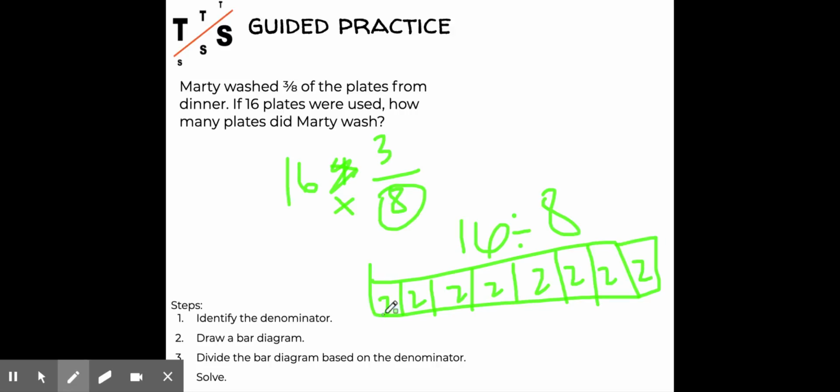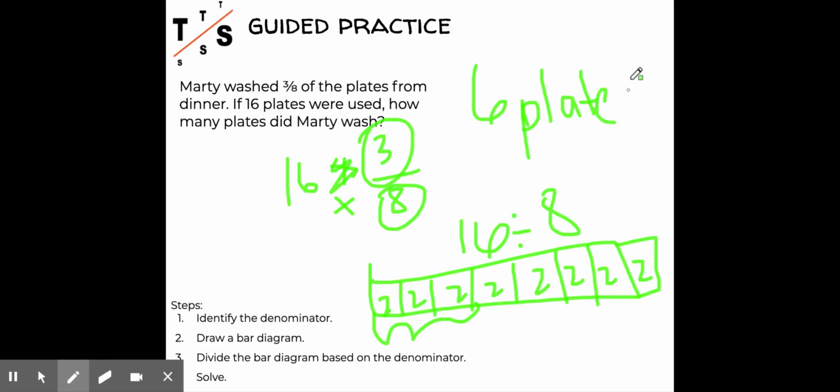And perfect. Now I'm looking at my numerator, which is 3, and I take these 3 pieces. 2 plus 2 plus 2 is 6. So how many plates were washed? 6 plates.